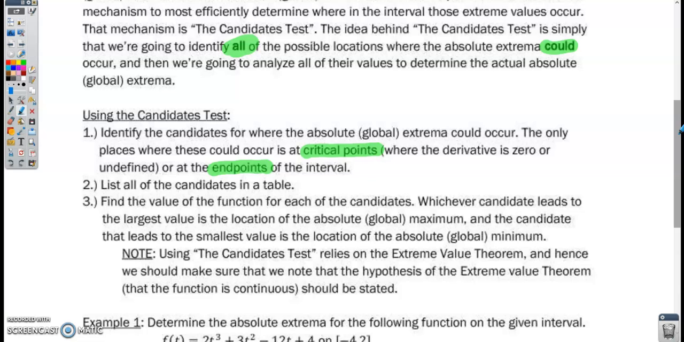One last thing here: using the candidates test relies on the extreme value theorem, and hence we should make sure that the hypothesis of the extreme value theorem is stated. We should only be using the candidates test if we know that this is a continuous function, because otherwise we might miss out on extreme values in a situation where a function is discontinuous.